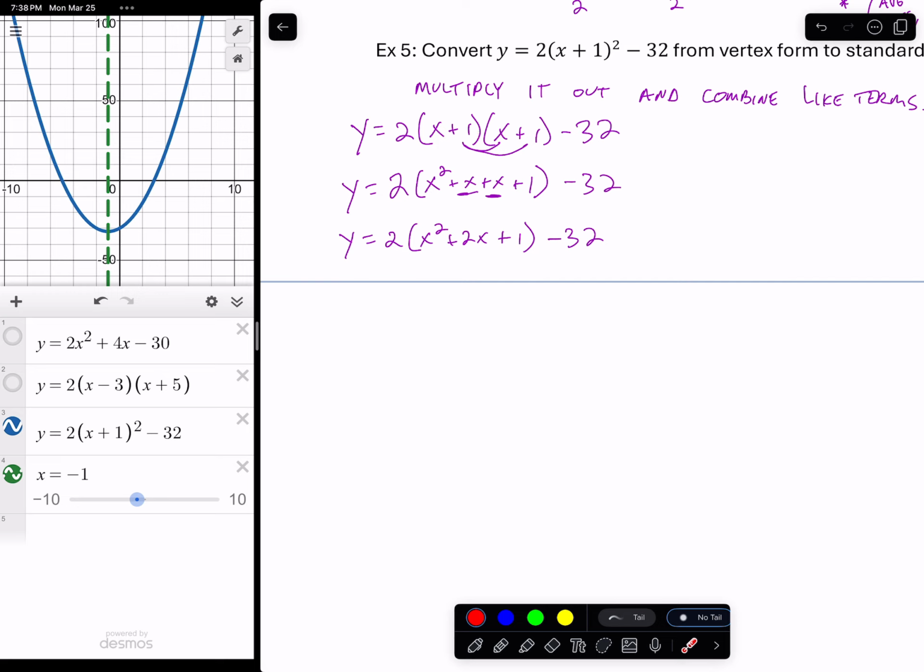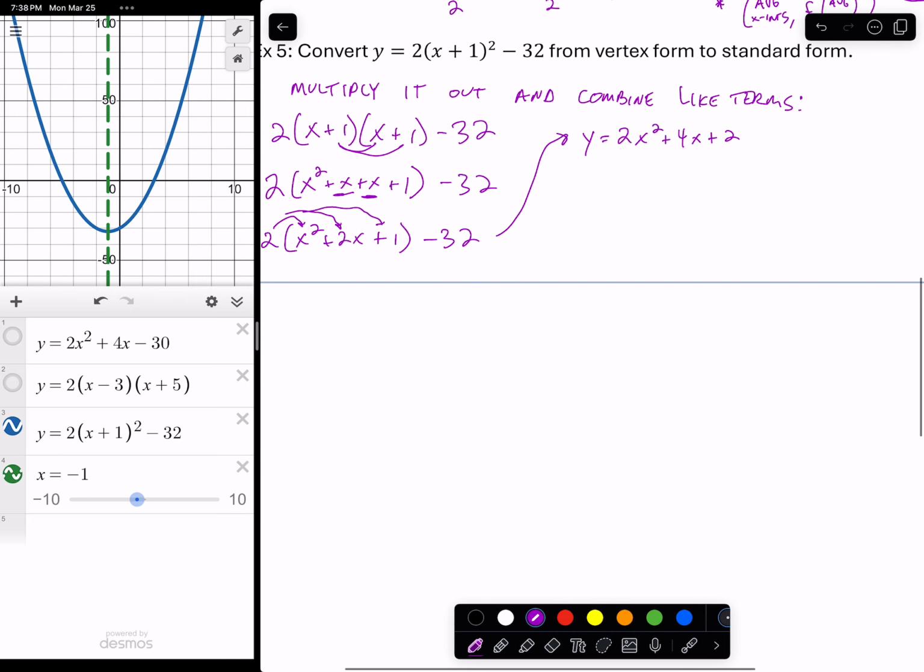Before I can subtract 32, now I've got to multiply the 2 times all 3 of these. So that 2 is going to distribute to all 3 places. All right, we're going to multiply the 2, multiply the 2, multiply the 2. We'll keep track of that up here. Y equals 2 times x squared plus 2 times 2x plus 2 times 1. Okay? And then don't forget, we have this minus 32 that's just been hanging out. So I got to throw that at the end. Okay? Finally, I can combine them.